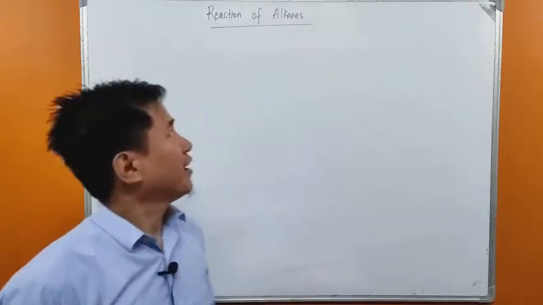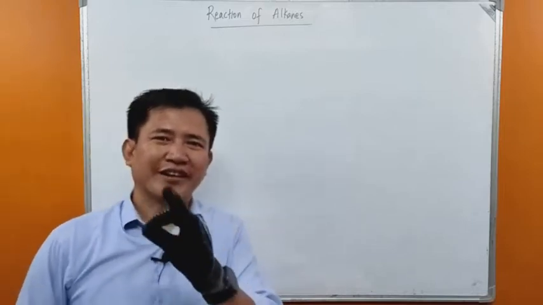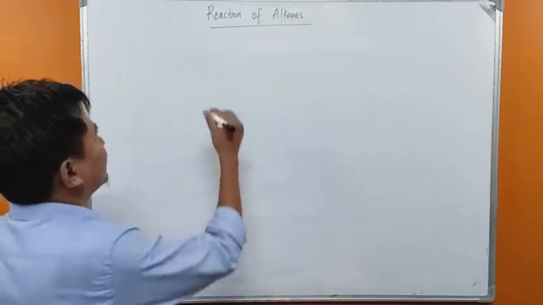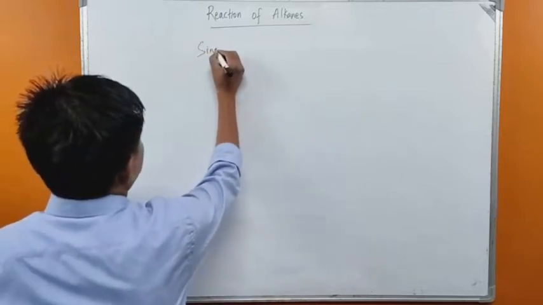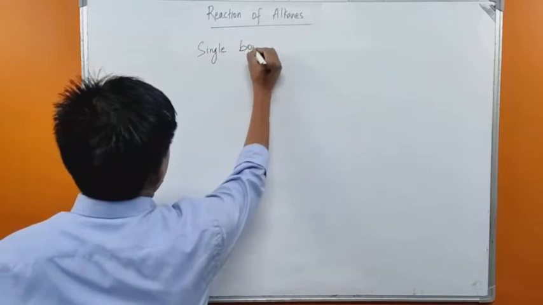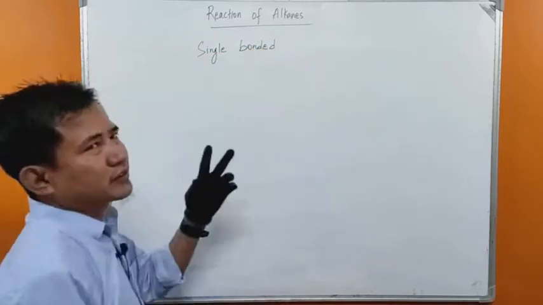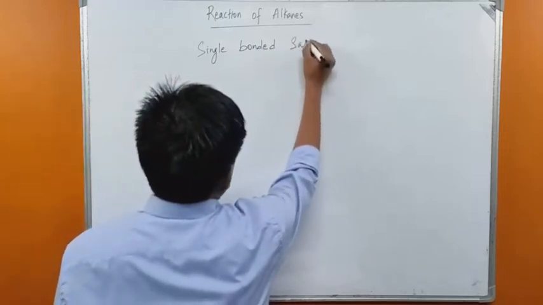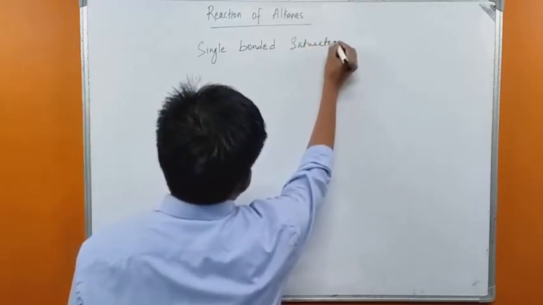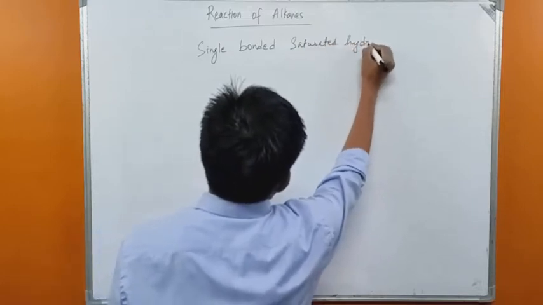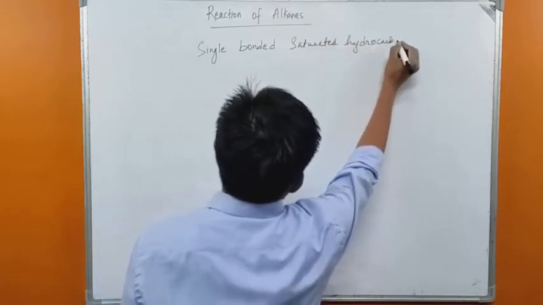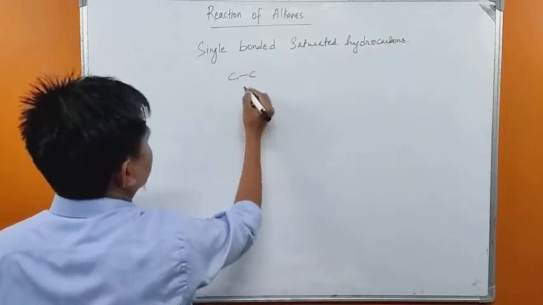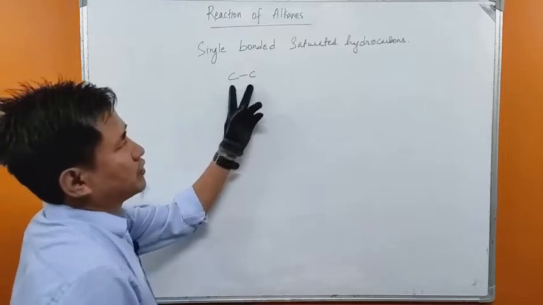So let's begin. Alkanes. We all know that alkanes are single bonded saturated hydrocarbons, isn't it? So let me write that. Alkanes are single bonded, there is always a single bond between two carbon atoms in alkanes, okay? Single bonded saturated hydrocarbons. Single bonded means the bond between two carbon atoms or three carbon atoms is always a single bond, okay?